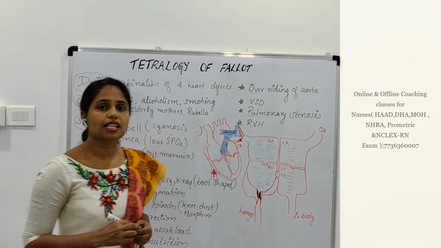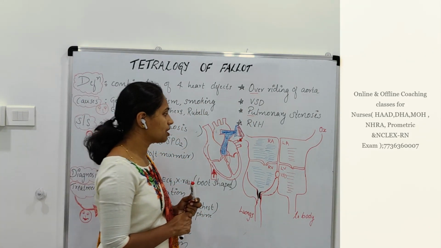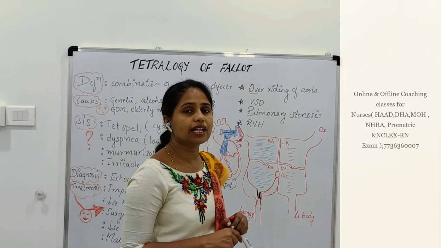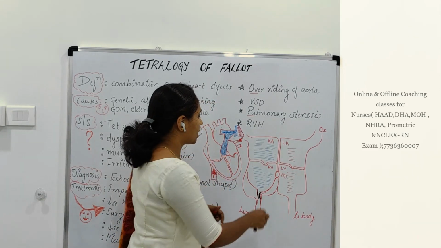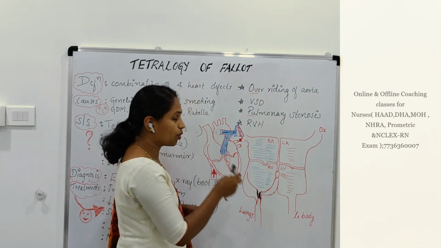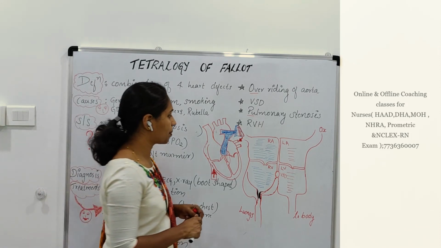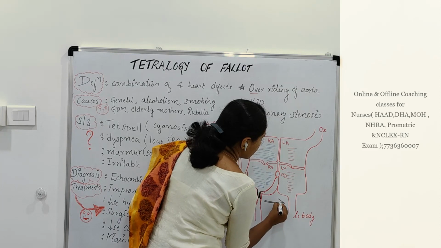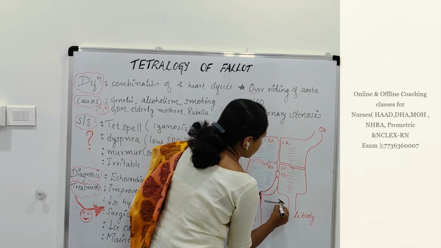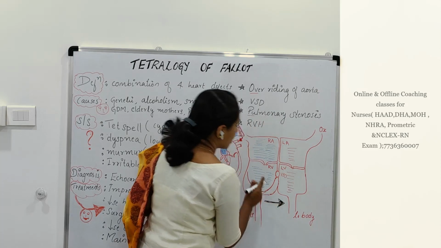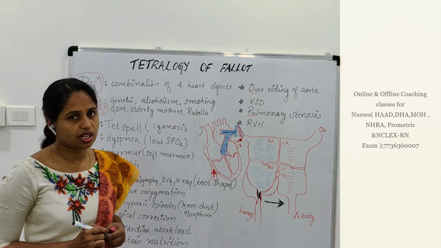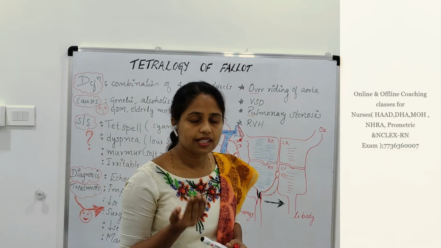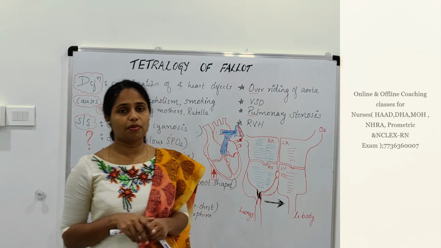Okay, as a result of the ventricular septal defect, what happens? The blood deviates, or shunts, from the right side to the left side. Through the ventricular septal defect, the right side blood shunts to the left side. Understood? Okay, the right side of the heart has deoxygenated blood, and it mixes with the oxygenated blood on the left.